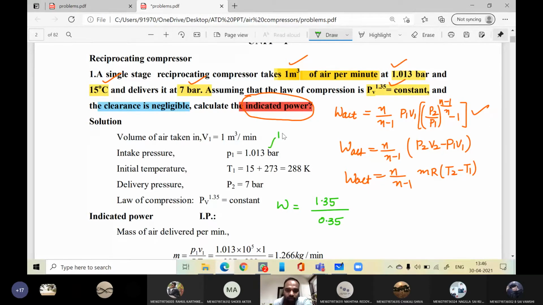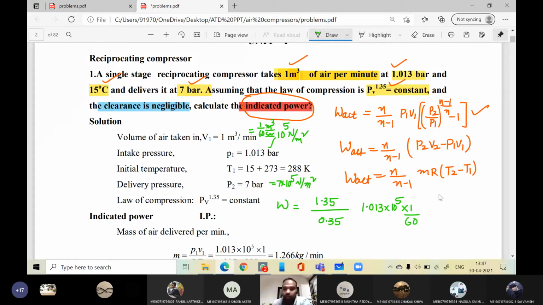So 1 bar is equal to 10 power 5 Newton per meter square. 1 bar is equal to 1 into 10 power 5 Newton per meter square, which means it is in SI unit. Similarly, 7 into 10 power 5 Newton per meter square. Always the unit should be in SI unit. P1 means 1.013 into 10 power 5, into V1. V1 units are liters per minute. I am converting into meter cube per second, 1 by 60 meter cube per second. So therefore it will be 1 by 60.